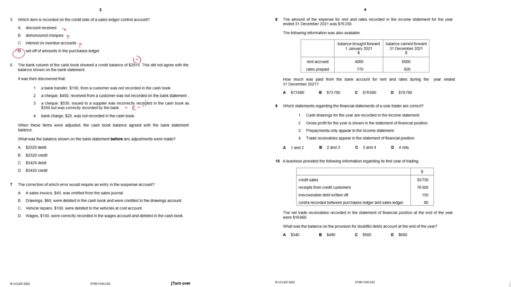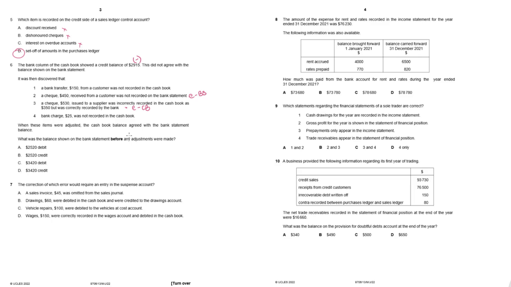So error in cash book, error in bank statement. Bank charges of 25 were not recorded in the cash book. Fine. When these items were adjusted, the cash book balance agreed with the bank statement balance. What was the balance shown on the bank statement?